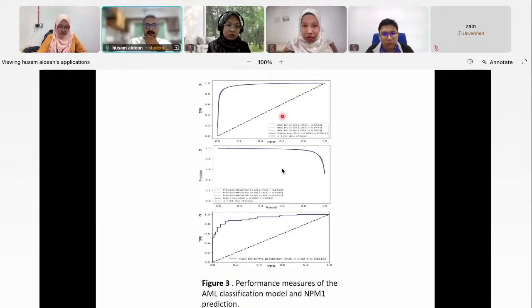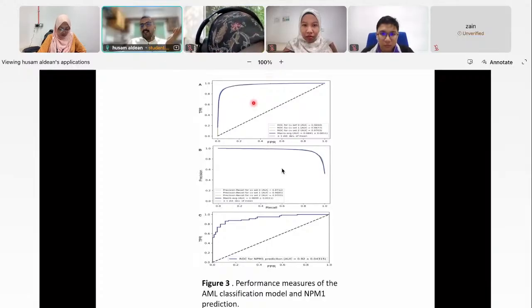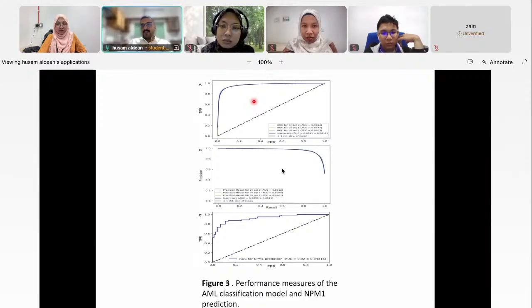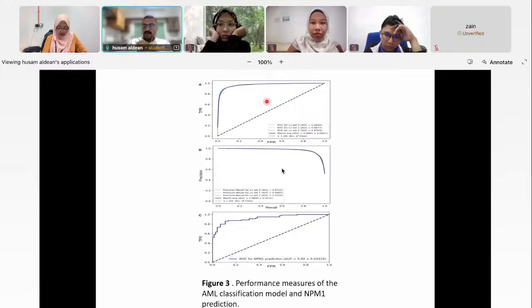ROC curve for the AML and non-AML. As we know, we will get the AUROC, which is the area under the curve of the ROC. ROC represents the receiver operating characteristic, which is a tool to measure the performance of the model. Generally, if we are close to 1, the model has a good performance, and if the result is under that, the model has a bad performance.